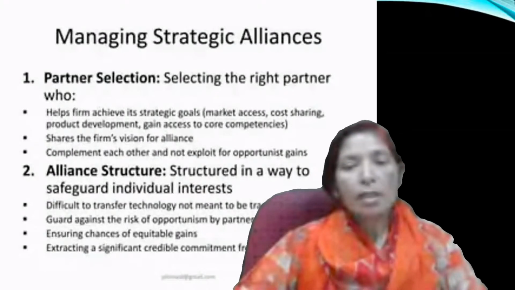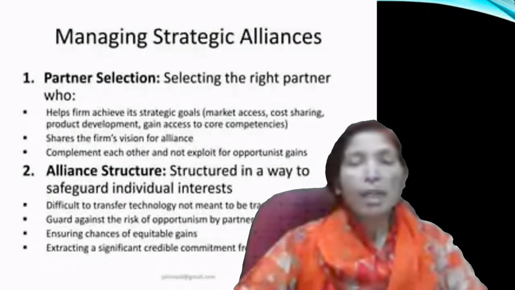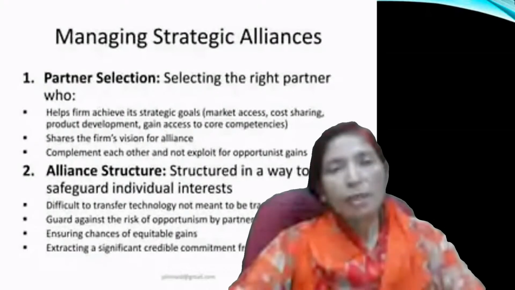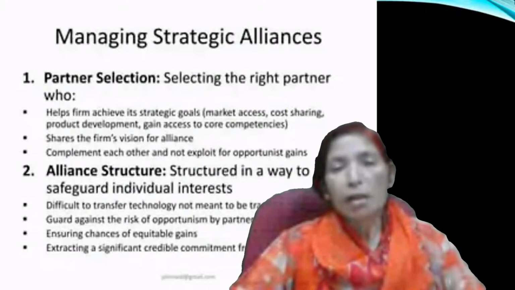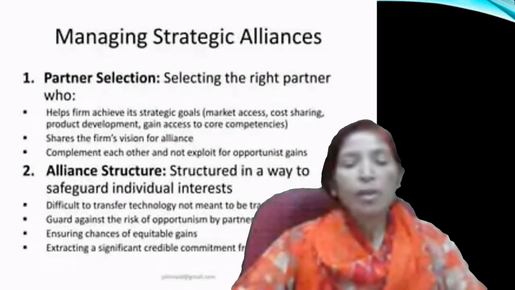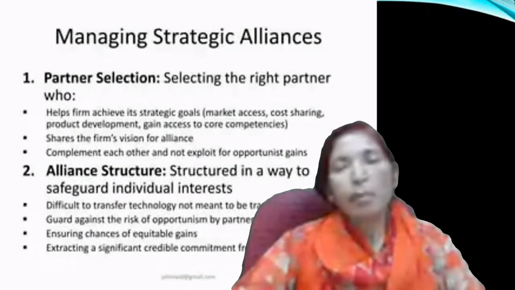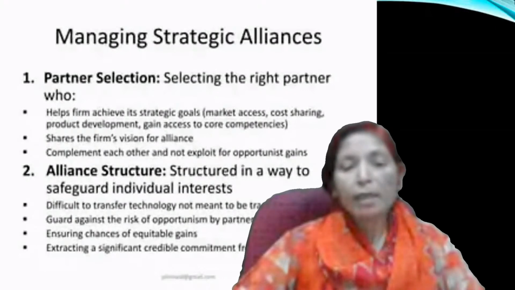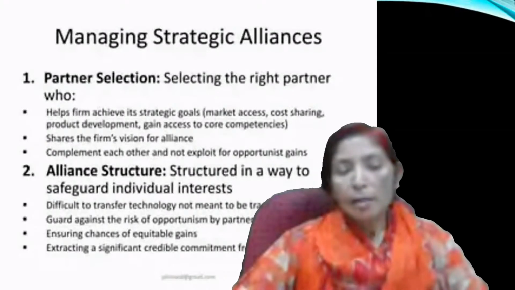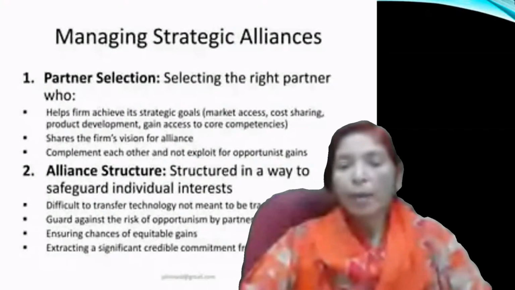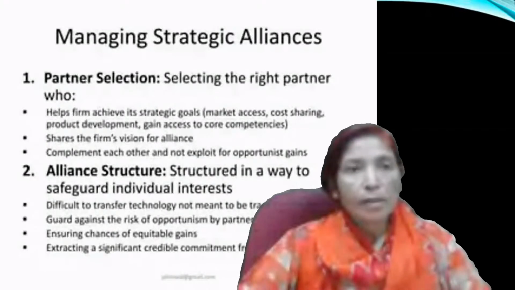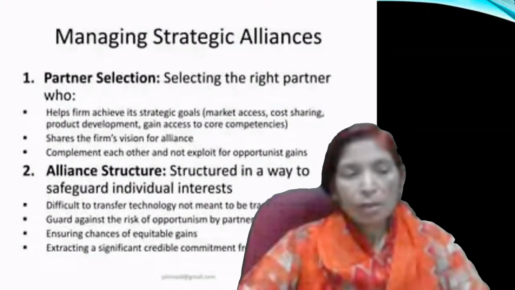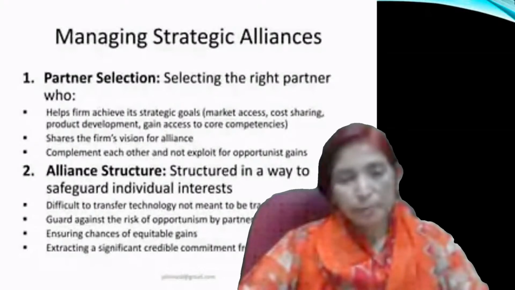Alliance structure: it must be structured in a way to safeguard individuals' interest, and make it difficult to transfer technology not meant to be transferred. Guard against the risk of opportunism by the partner, ensure chances of equitable gains, and extract significant credible commitments from partners in advance. So in this way, we can manage strategic alliances through partner selection and alliance structure.